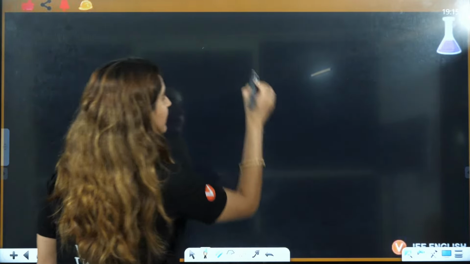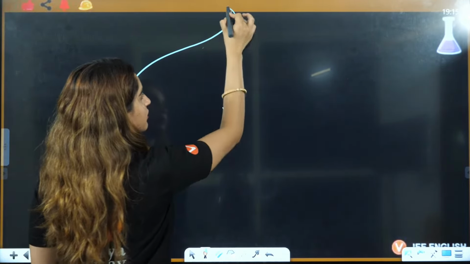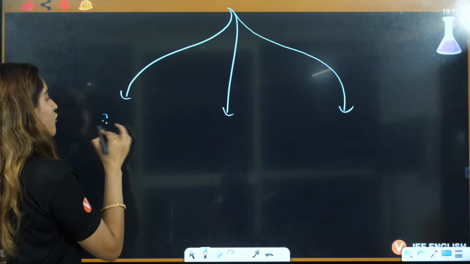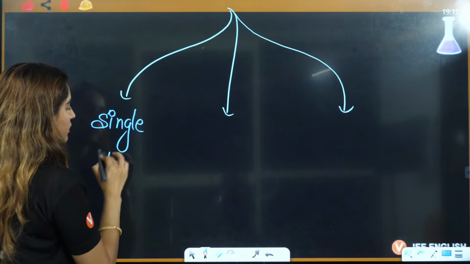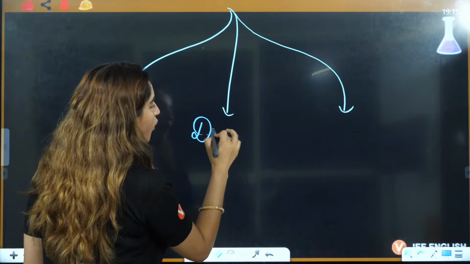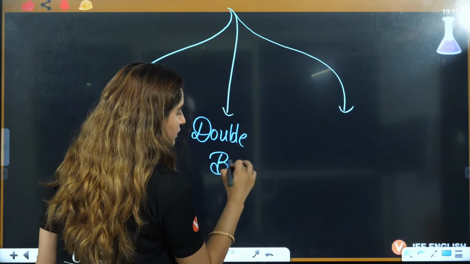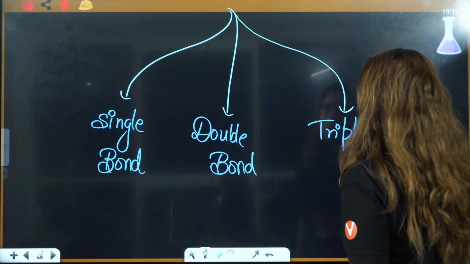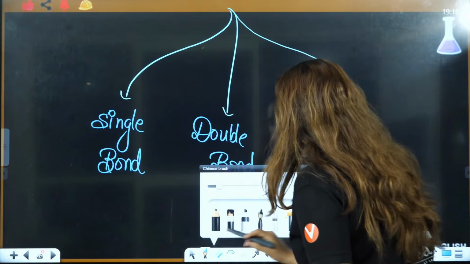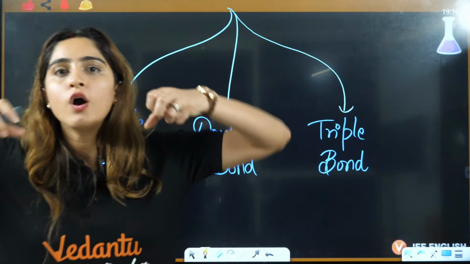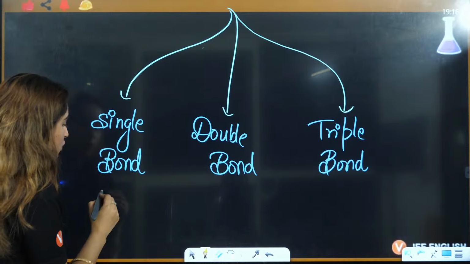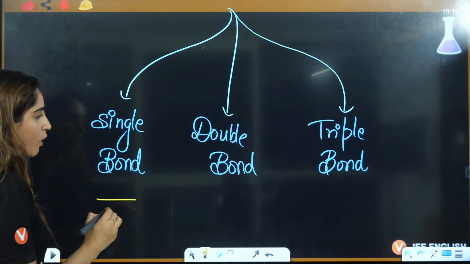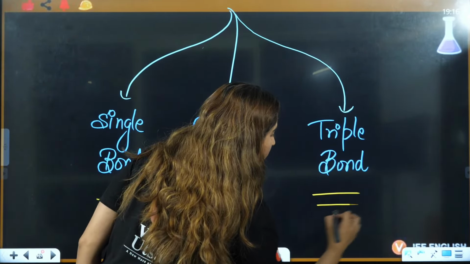So, beta, you basically have three kinds of covalent bonds. One is a single bond, then you have a double bond, then you have a triple bond, right? Ma'am, how is it formed? Again, beta, all of this we are going to study in chemical bonding. A single bond is represented when 2 atoms are sharing 2 electrons. This is a single bond, this is a double bond, and this is a triple bond, right?